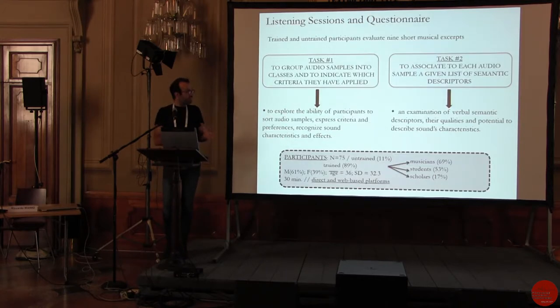So the test was simply organized in two tasks. I tried to extend to trained and untrained listeners, to expand as much as possible. The first idea was to ask people to sort, to group the small samples, indicating the criteria of sorting. I didn't provide any other restriction, so they just had to organize and explain why they organized in this way. The other task is to try to associate to each audio sample a given list of semantic descriptors. These are sort of adjectives that can describe music. So I will just describe the results quickly.